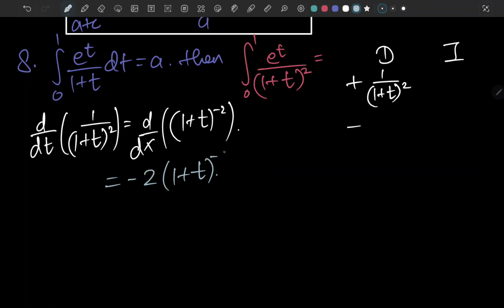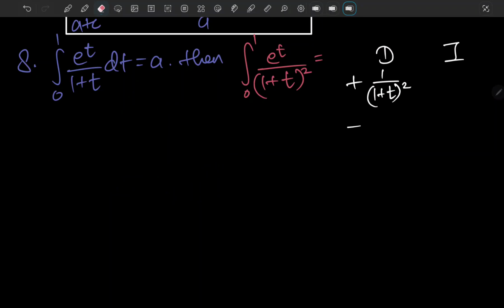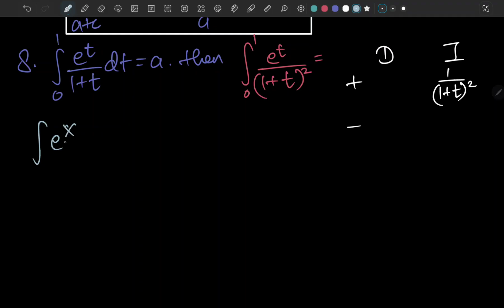And this becomes minus 2. I think no, it's not getting sorted out. We have to integrate this anyways. I don't mind, because e to the t is the only function whose integral equals its derivative. How cool is that, guys?